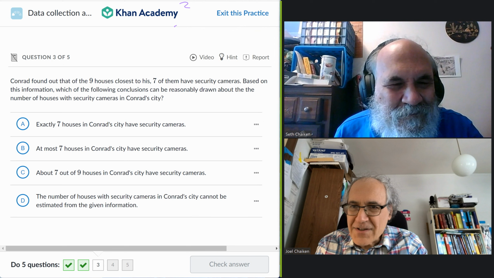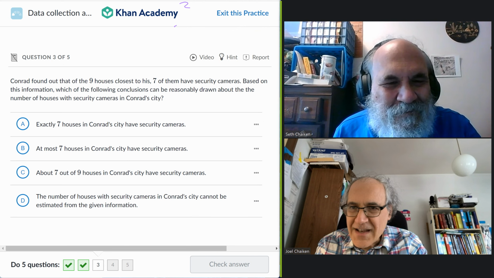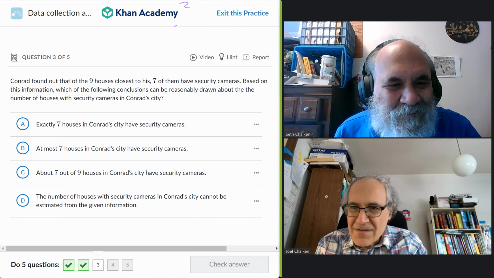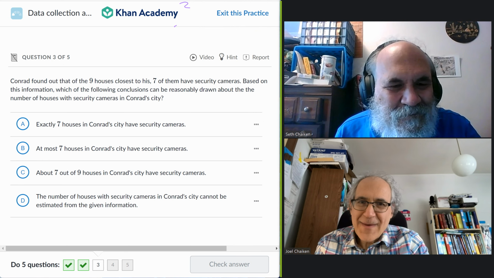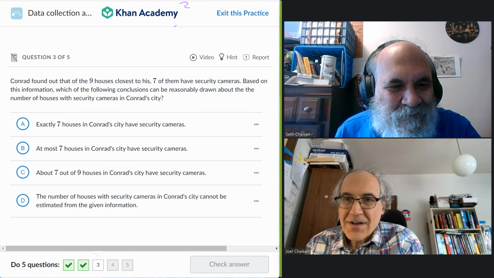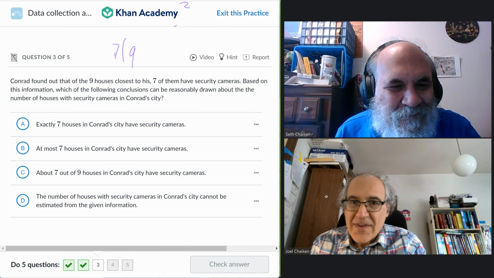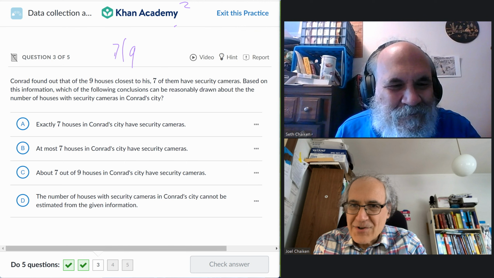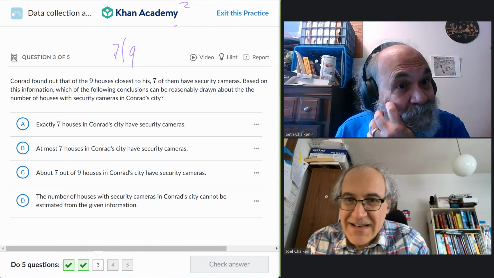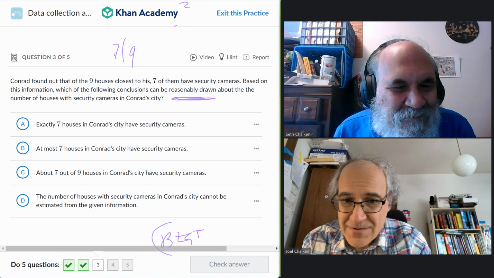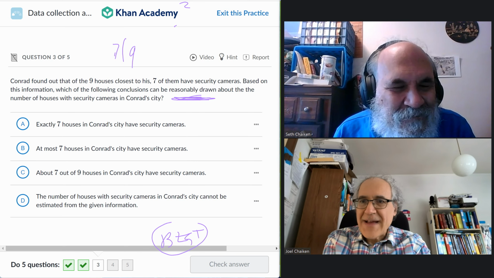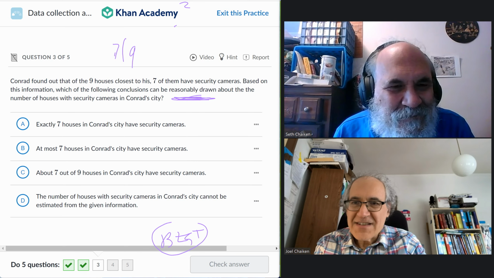Conrad found that of the 9 houses closest to his, 7 of them have security cameras. I'll just do a 7 over 9 there. Based on this information, which of the 5 conclusions can be reasonably drawn? Best answer, we're always looking for the best answer. Reasonably drawn about the number of houses with security cameras in his city.